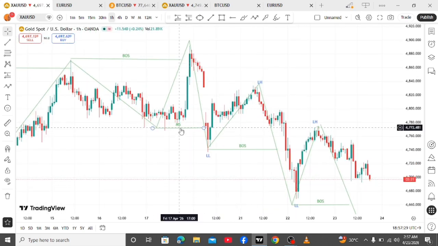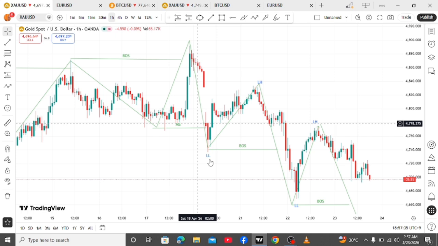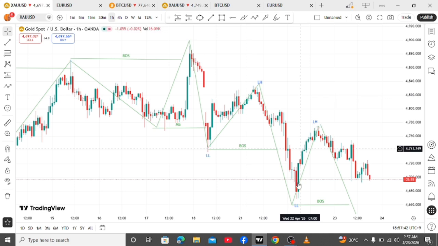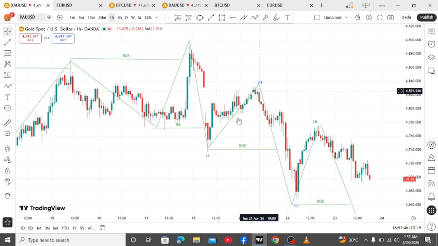This is your market shift. This right here is your market shift. The market goes up, goes down, goes up, but couldn't make a new high. But instead, it caused a market shift and then started going down. So this is your market shift. This is your lower low. This is your lower high.